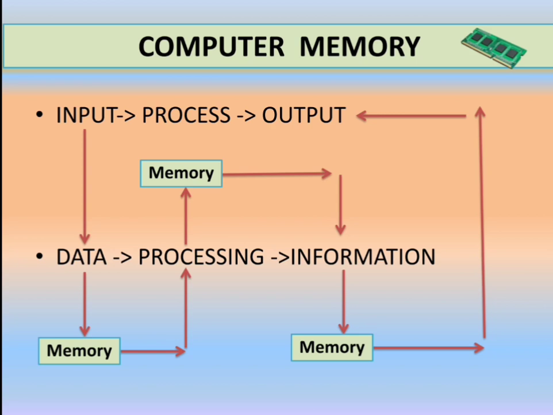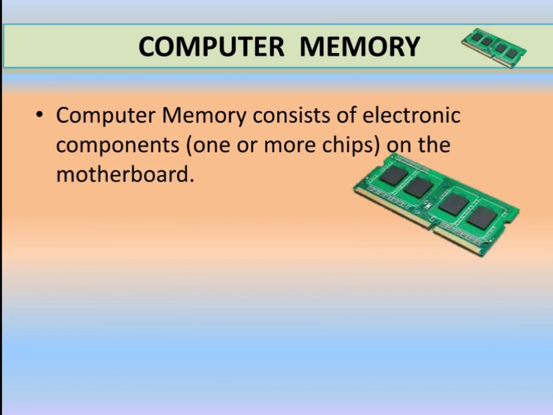So now let's move ahead and understand more about computer memory. Computer memory consists of electronic components, one or more chips on the motherboard. As you can see here in the picture, this green board has 4 black chips on it. So these small chips are the memory, right?